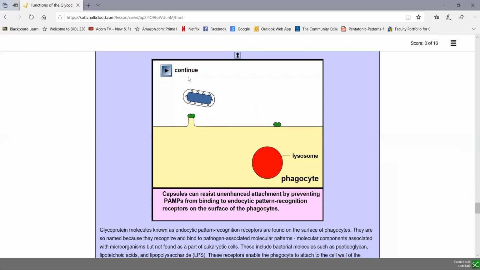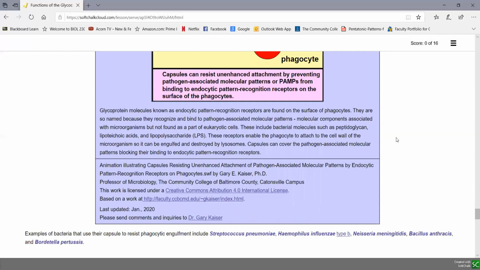So since the endocytic pattern recognition receptors can't bind to the PAMP, the bacterium is never attached to the surface, it's never engulfed, it's never destroyed. And that's the primary role of capsules in resisting phagocytosis. They block unenhanced attachment by covering up PAMPs, so the PAMPs are unable to bind to endocytic pattern recognition receptors involved in unenhanced attachment.